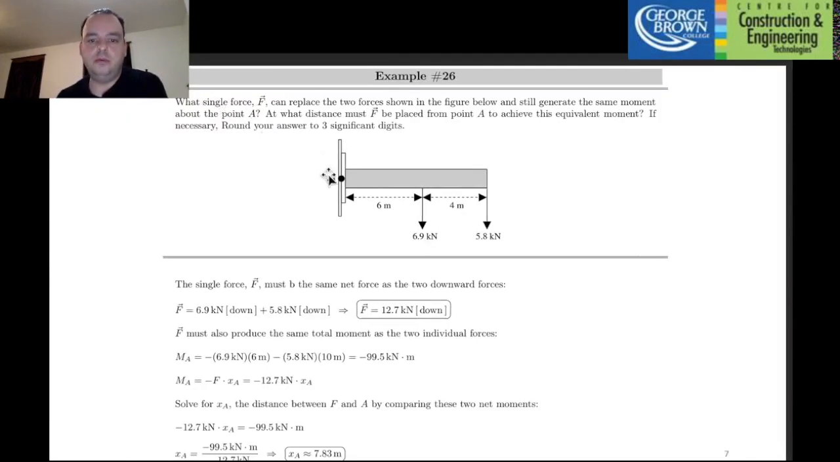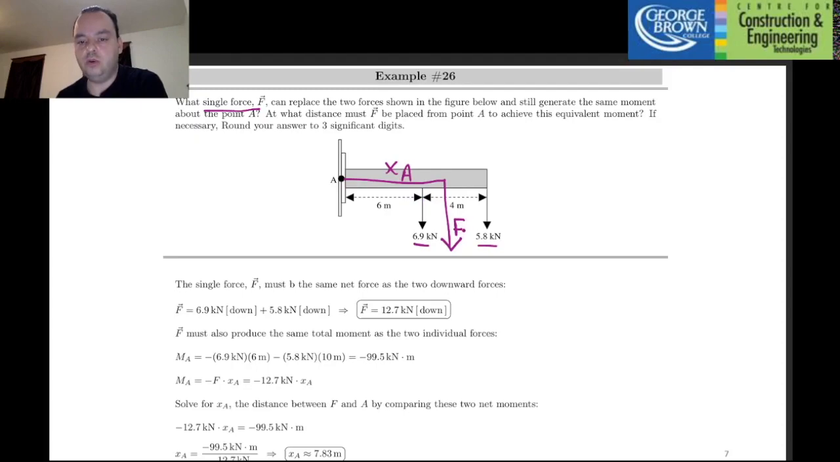This next example is a bit more tricky. The objective is to find a single force F, let's say it's here, so that it produces the same moment as what the individual forces represented here would. We also are interested in what that force F would be in terms of its distance from A. So the objective is to find out XA and F.